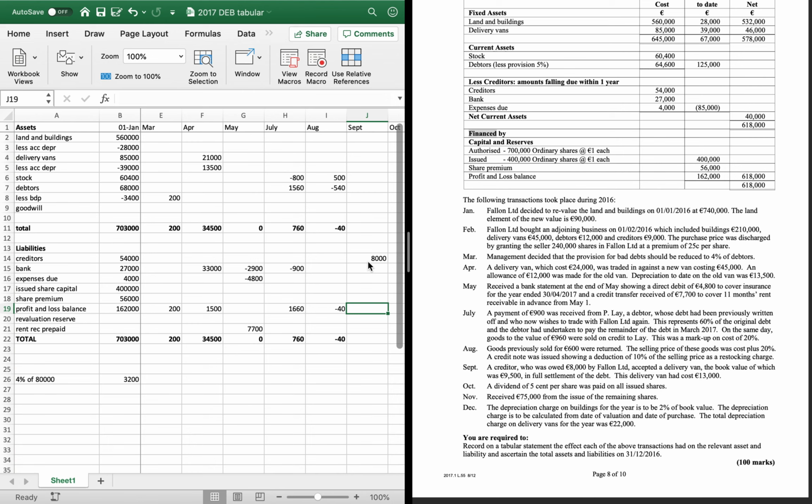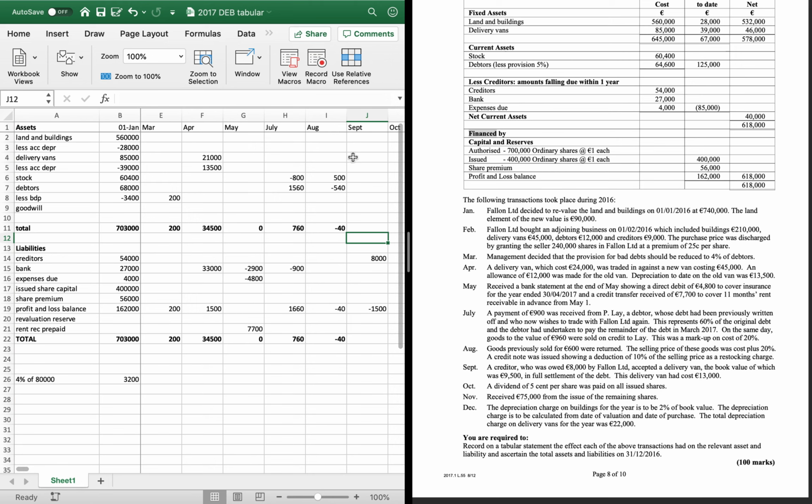We're giving him something that was worth 9.5 for a debt of 8,000. So we're doing worse off. We're giving him a discount. We're making a loss on the sale of the asset of 1,500. So that should be straightforward to see. If we're giving him something worth 9.5 to clear a debt of 8,000, that's not good for us.